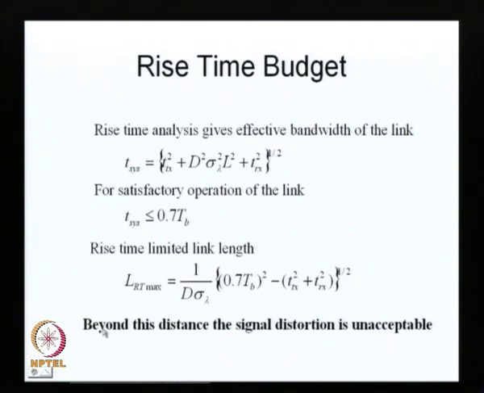Or in other words, what is the maximum distance over which the signal distortion remains below the acceptable limit. Beyond this distance, L RT max, the signal distortion will become unacceptable. And this length we call the rise time budget limited link length. So now we have two lengths. One is the power budget limited, the other one is the rise time budget limited.